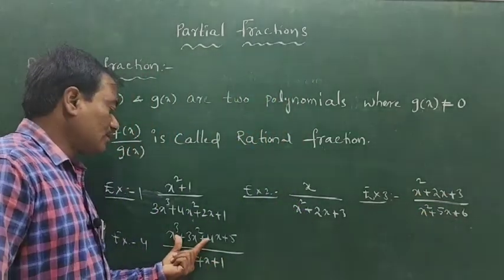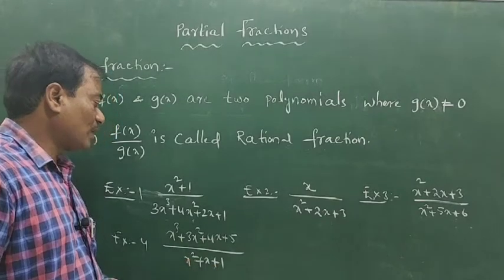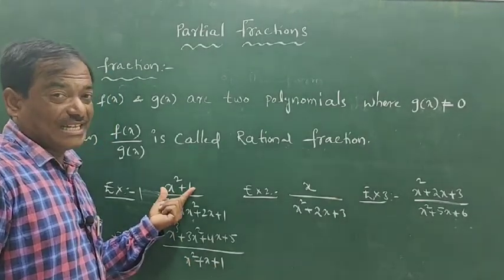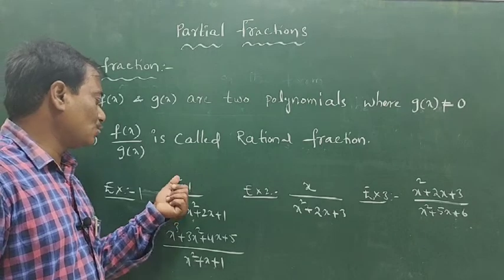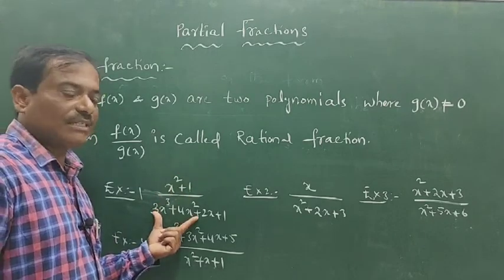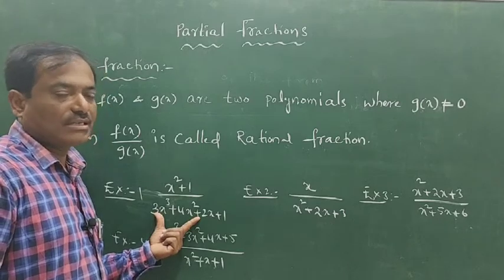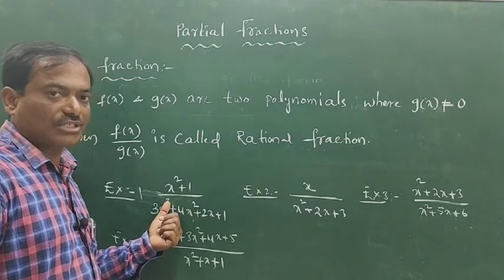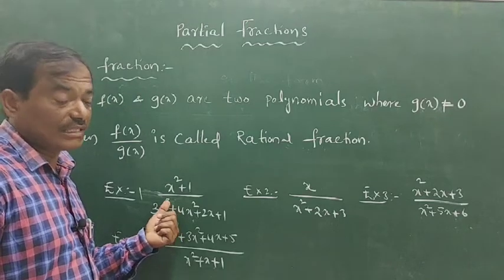In this example, this is f of x and this is g of x. Now coming to the first example, this is f of x. What is the degree of this f of x? Degree is 2, and the denominator is said to be g of x. What is the highest power here, that is, what is the degree of g of x? The degree of g of x is 3.